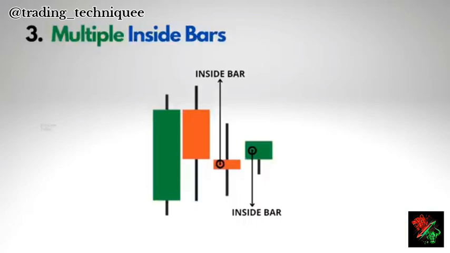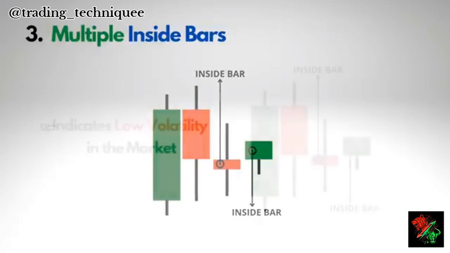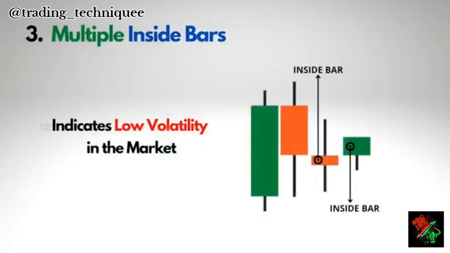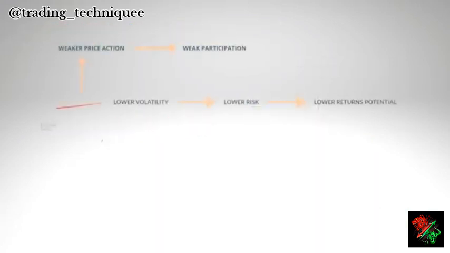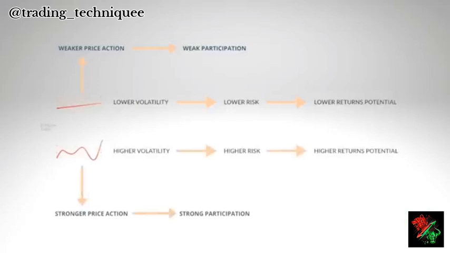So in this case, you have multiple inside bars together. This is a powerful pattern because it tells you that there is low volatility in the market. To briefly talk about volatility, low volatility is associated with weak participation from the market participants, or it can signify weak price movements, while high volatility is associated with elevated interest from the market participants.